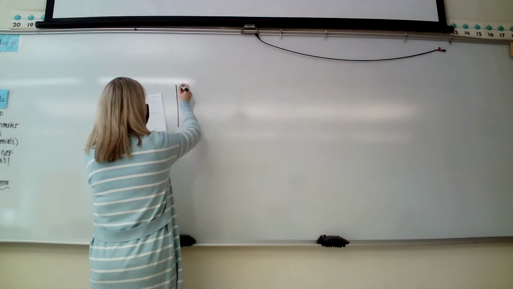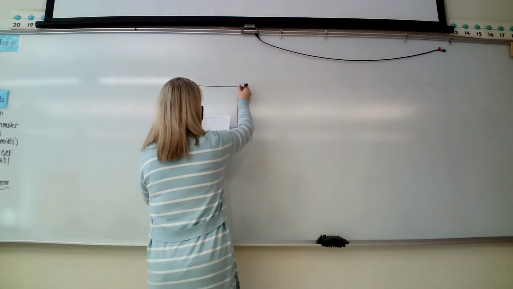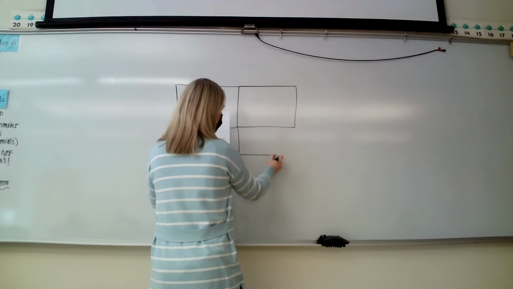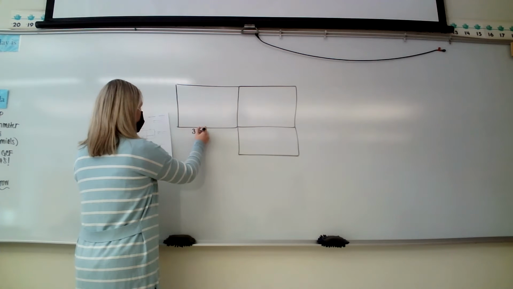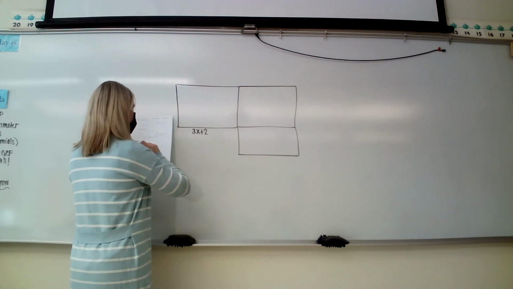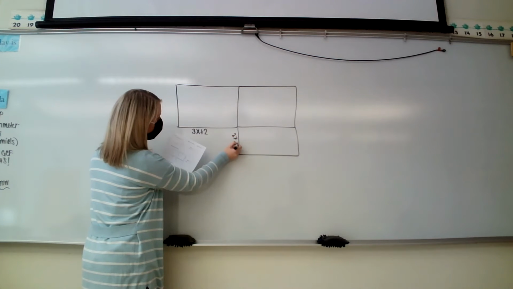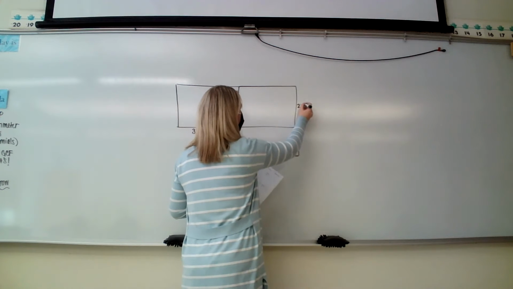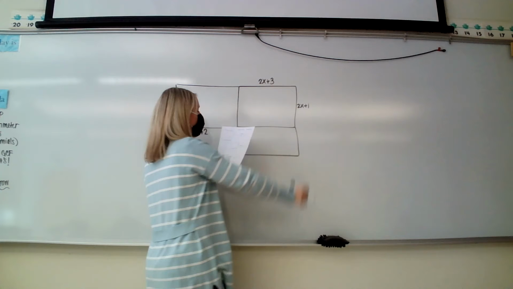I tried. All right, so we got a big old rectangle, and then we have another rectangle, and then we have another rectangle. And we have a few sides. Once again, the sides are polynomials. Oh, I can't write sideways. 2x minus 3. I'm just going to write it this way. 2x plus 1, and that's 2x plus 3.